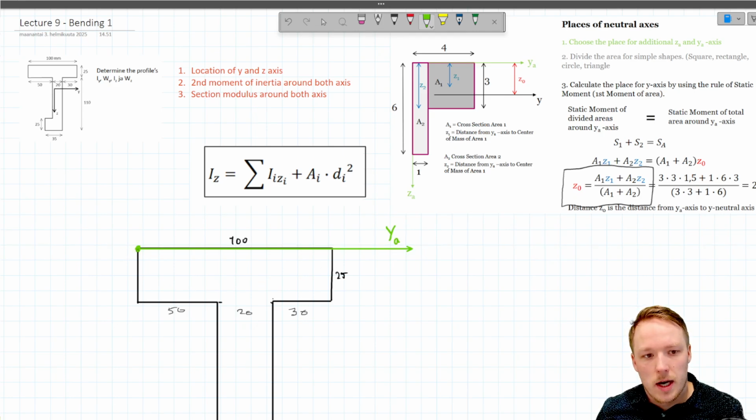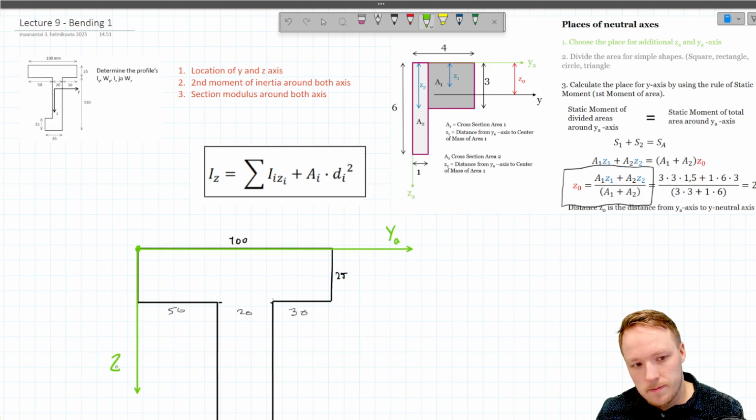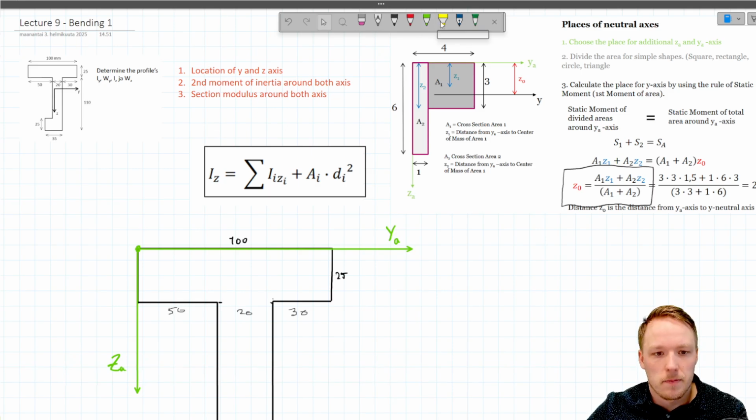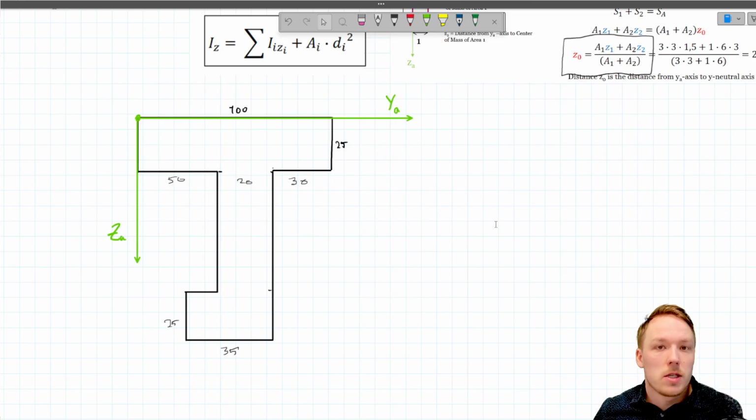And let's do also the additional z-axis. Z additional, like that. Here we have the additional axes. The next step in this process is to divide your cross section into so-called basic shapes. In this example, the good basic shapes are going to be rectangles. You can divide it in a way you wish, but I will be dividing it into this kind of basic shapes.